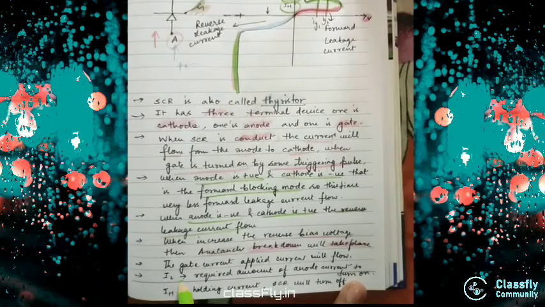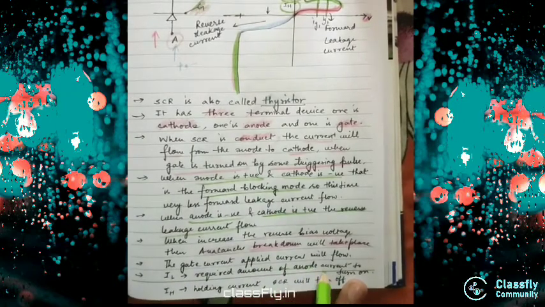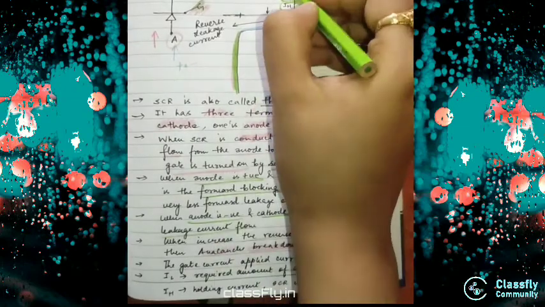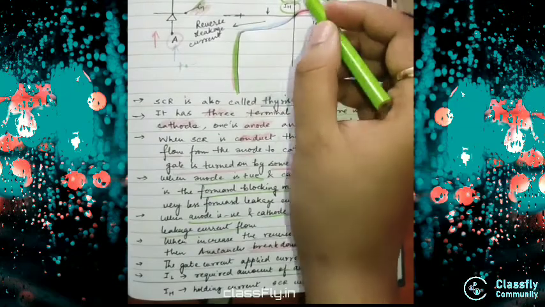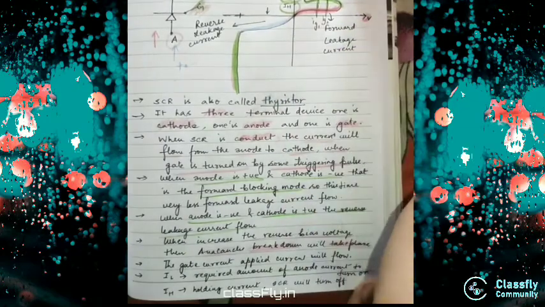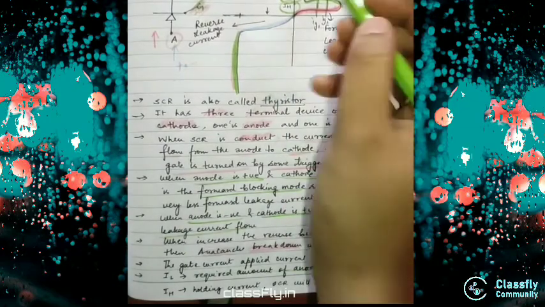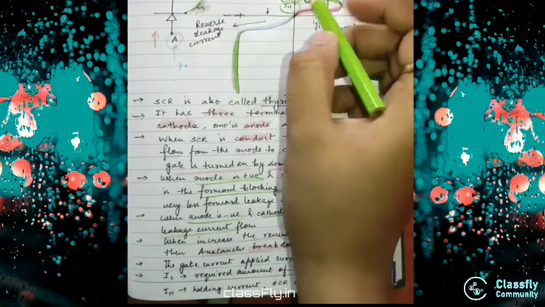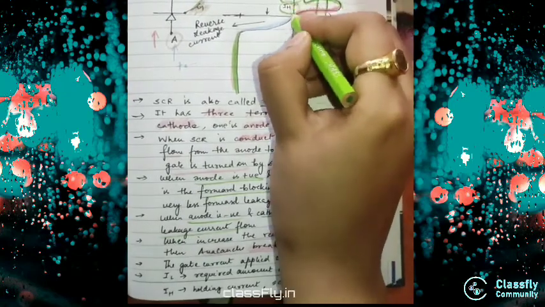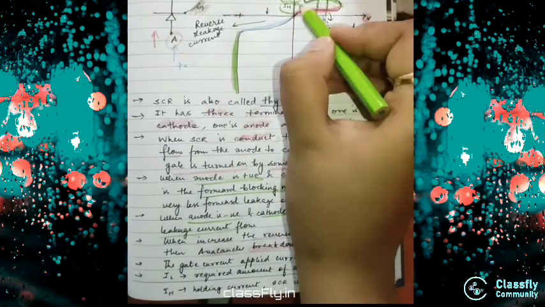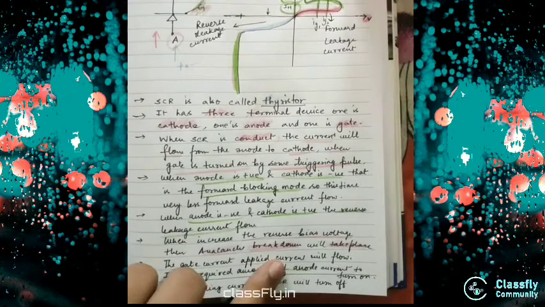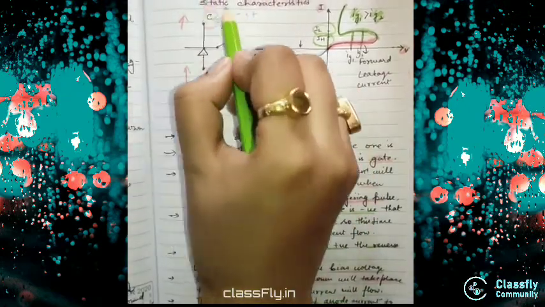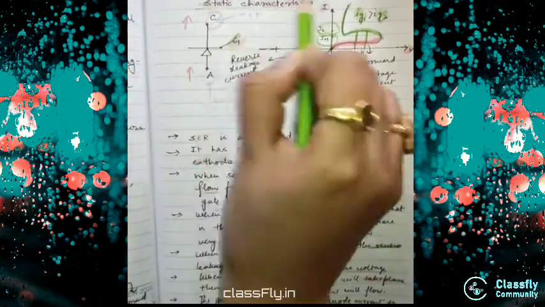So your IL is the required amount of anode current to turn on the SCR, whereas your IH will be your holding current. That means from here to this point, at this point of time the SCR will turn off. So I hope you understood the static characteristic of the SCR.